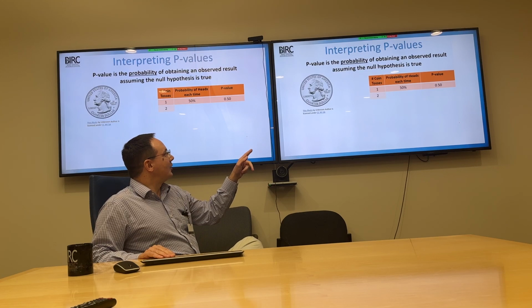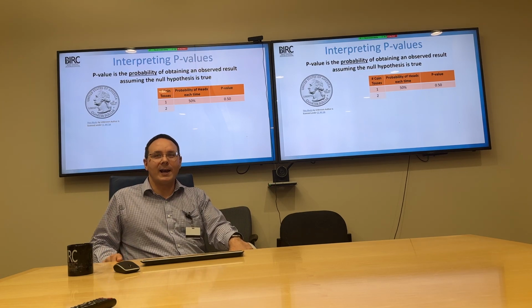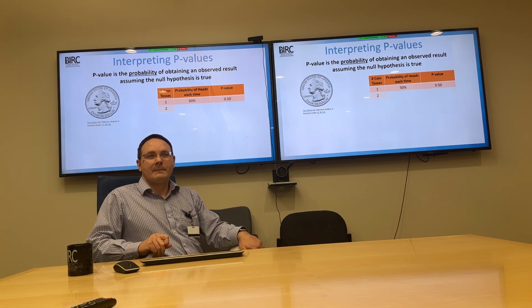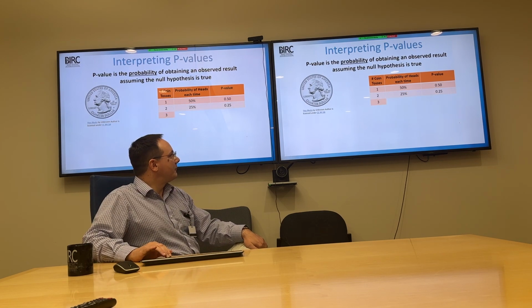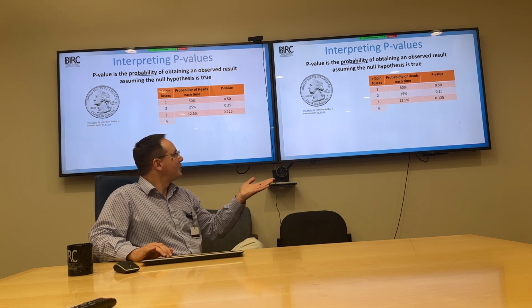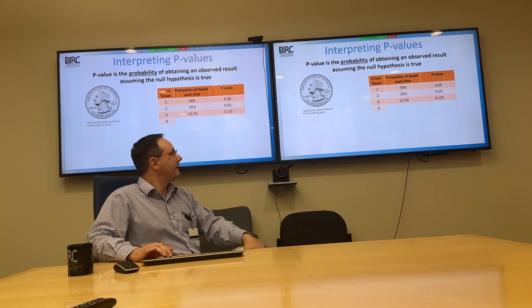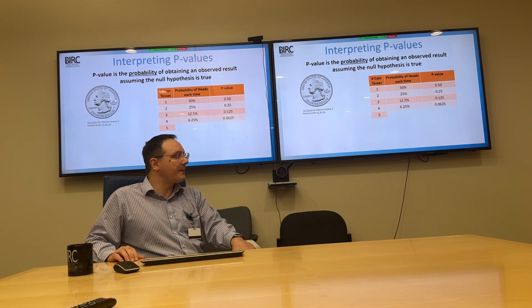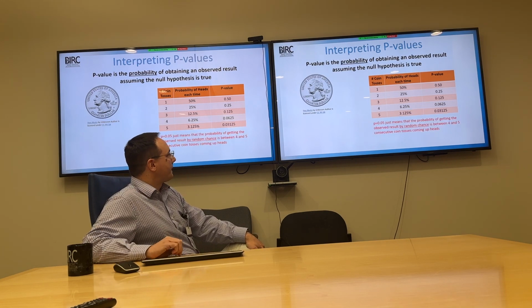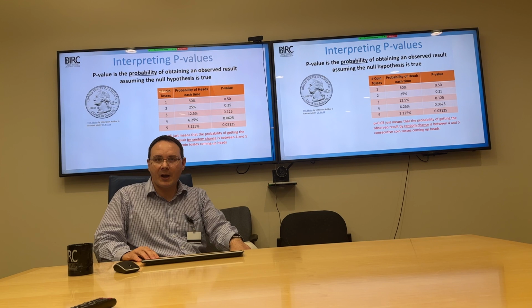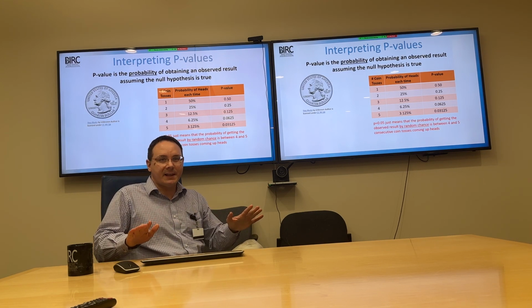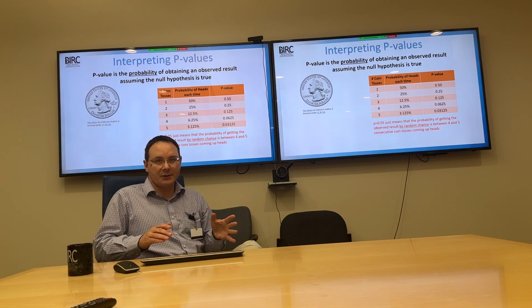Now I'm showing my hand here a little bit. What if you toss that coin twice? What's the probability of it coming up heads 2 times in a row? 25%, which is a p-value of 0.25. 3 times, I think y'all can do the math here, 12.5%, 0.125. 4 times, 6.25%, p-value 0.0625. 5 times in a row, 3.125%, p-value 0.03.